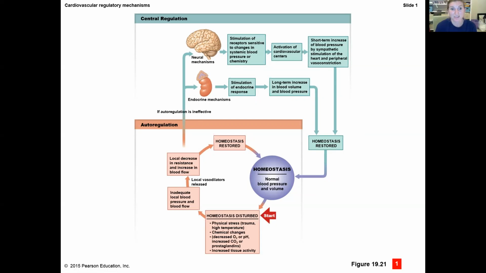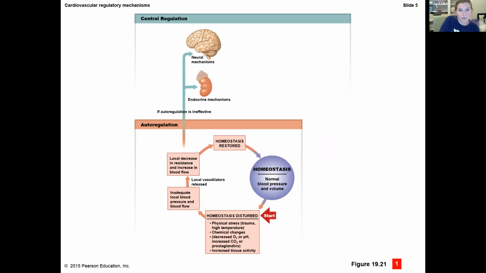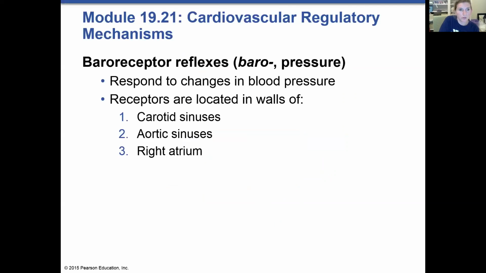restore homeostasis. However, if it doesn't, if the demand is too high and your body's just not getting the oxygen or whatever that it needs, you're going to kick in your neural and endocrine systems. You're going to activate your cardioacceleratory centers or your endocrine response to bring in more blood volume and blood pressure, and therefore bring everything back to homeostasis, right? It's the whole system in picture order.